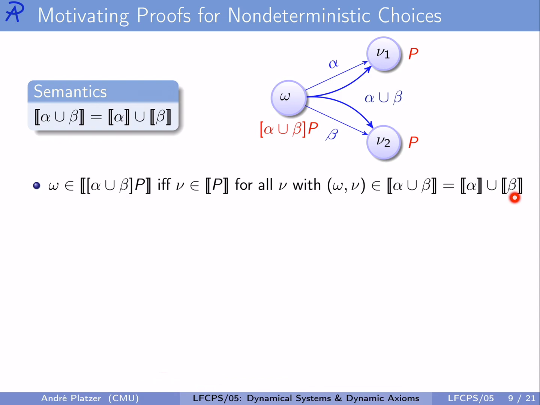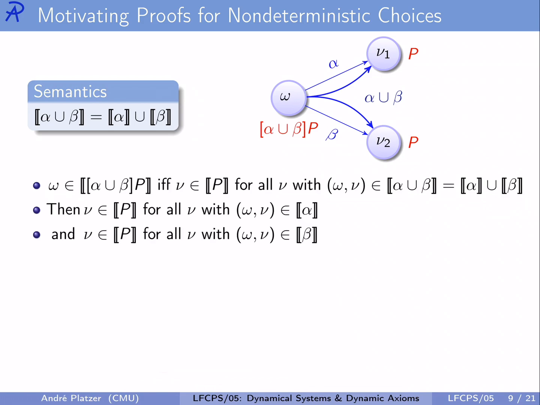So let's unfold the semantics. In this state omega is the logical formula all runs of alpha choice beta satisfy P true, if the postcondition P is true in all new states that we can go to from the old state omega to the new state nu by running the non-deterministic choice alpha choice beta. And what are the states reachable by running the alpha choice beta program? Well, that's the reachability relation of the alpha program union the reachability relation of the beta program.